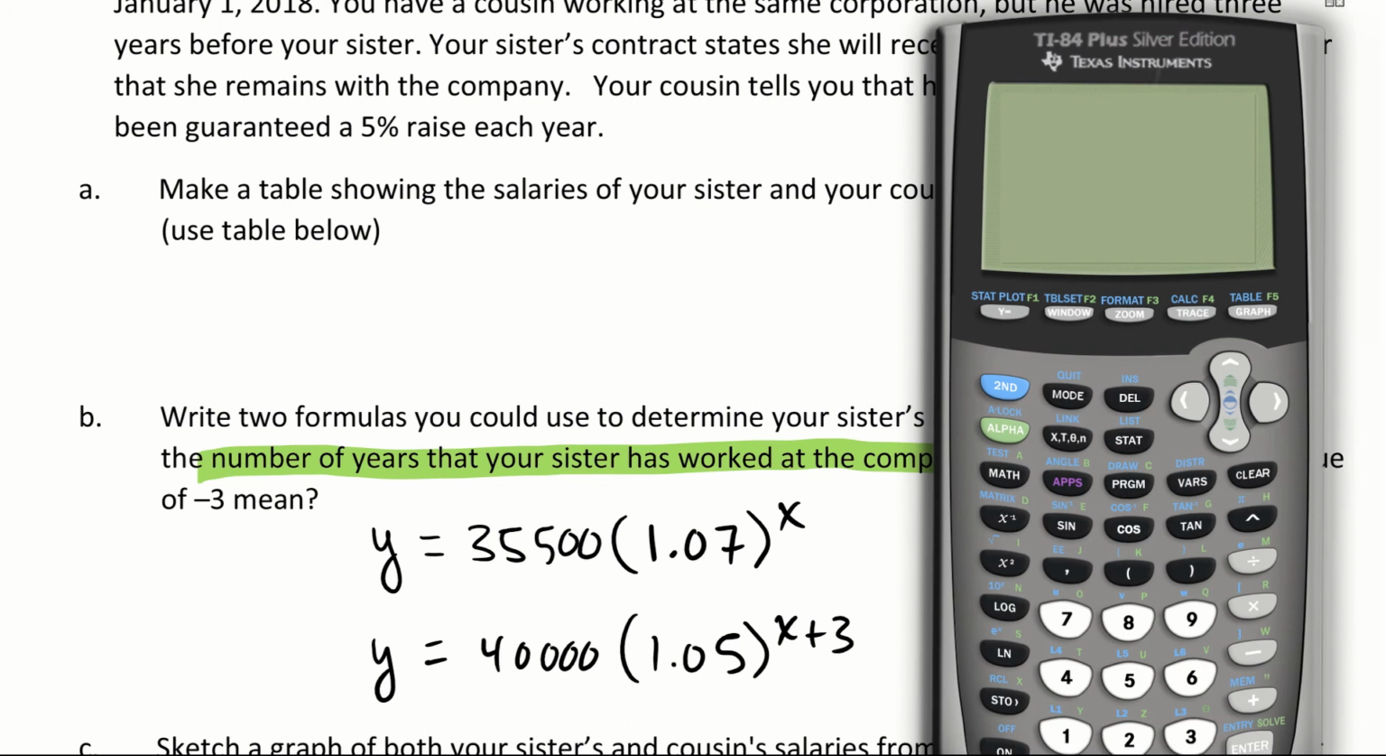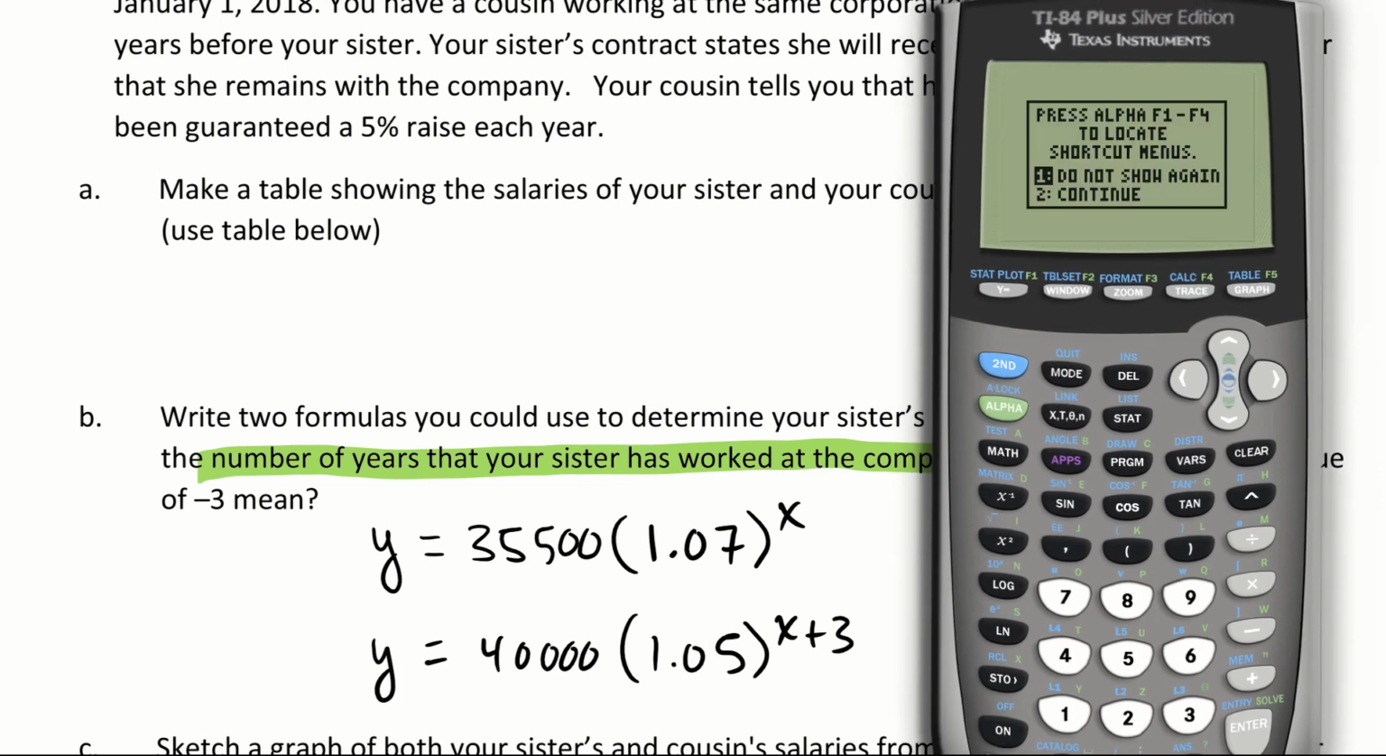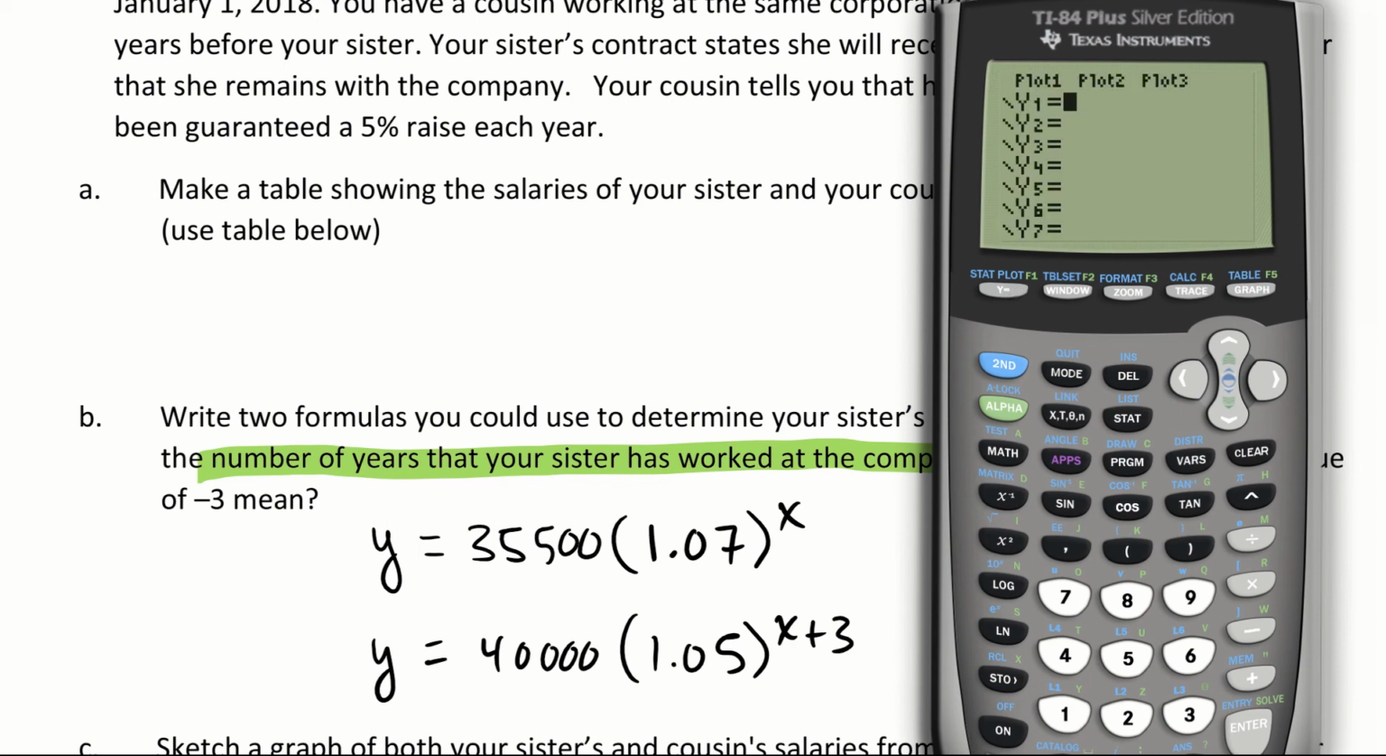And at this point, I want to build out a table using my calculator. So I'm going to turn this on. Oh, look at it, it's all fresh here. I'm going to go to Y equals. And for the first equation, we're just going to do 35,500, and we're going to multiply that times 1.07 raised to the x power.